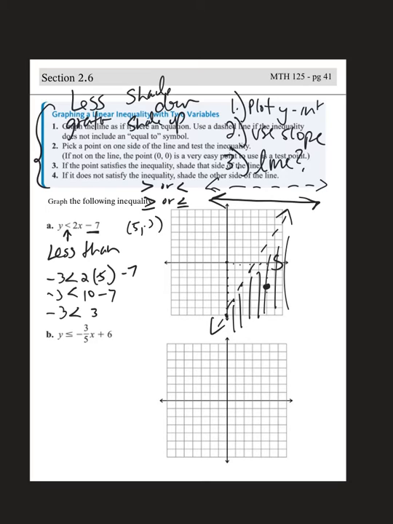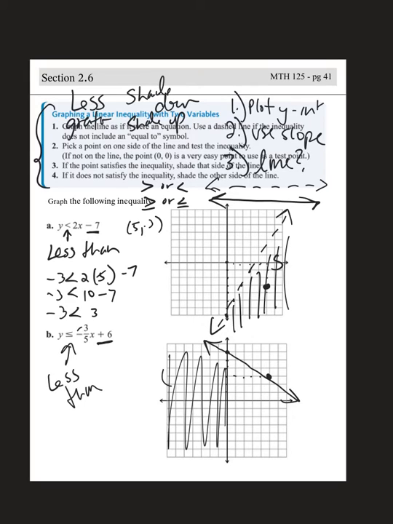For B, we're going to go up 6 units. 1, 2, 3, 4, 5, 6. There's my y-intercept. I am going to do the rise and run 3/5, although I have a negative, and I'm going to put the negative with the top. I'm going to rise -3, run +5. I can only do 1 point because my graph is limiting me. This is going to be a solid line because there's an equal there. And this is saying less than, so I have to shade below the line. There it is.